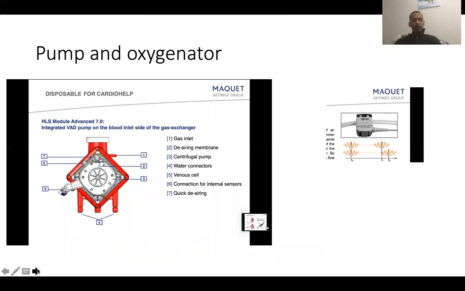Here you see the pump and the oxygenator, with the different portions of the oxygenator, the gas inlet, and the centrifugal pump. And here on the right, you have the infrared detector for the blood gas, basically.